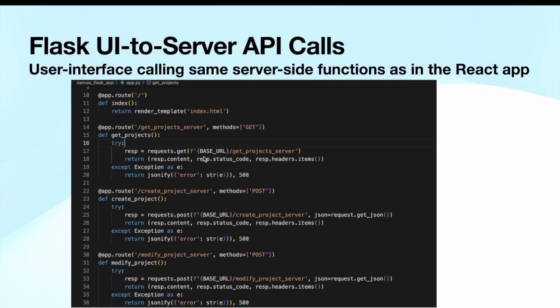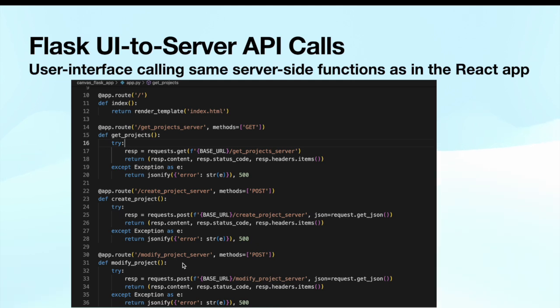In our app.py file, we define routes. Routes, like pathways for requests. Exactly, like getProjectServer. The one we just saw in the JavaScript. Yes, and also createProjectServer. For adding new projects. And modifyProjectServer. For editing existing ones. So Flask defines endpoints. You are absolutely right.